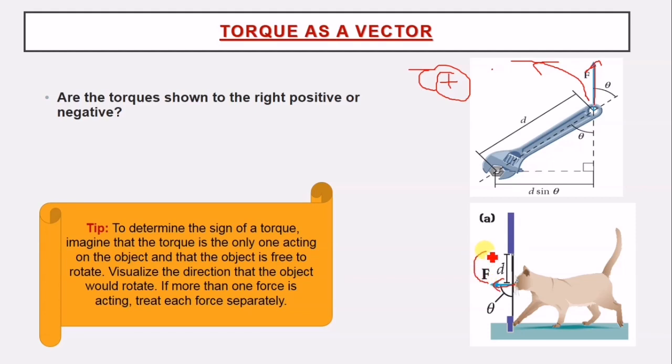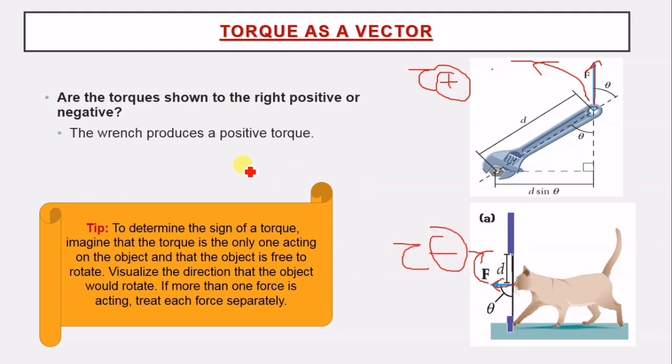With the force like this, it will rotate like this. Look at this arrow. Does it show the clockwise direction or the anti-clockwise? Complete the circle in your mind and imagine a clock in front of you. So what is it? It is clockwise. Therefore the torque here is negative. So the wrench produces positive torque and the cat produces a negative torque.